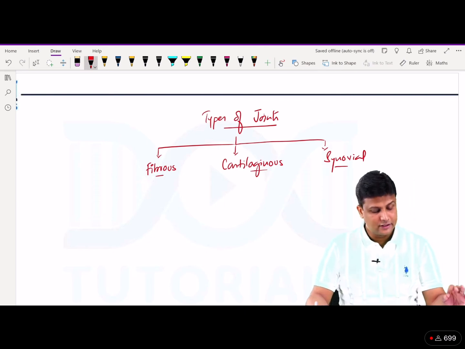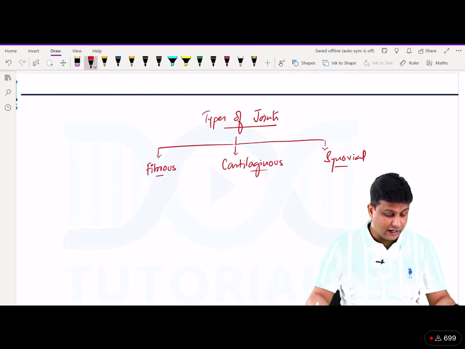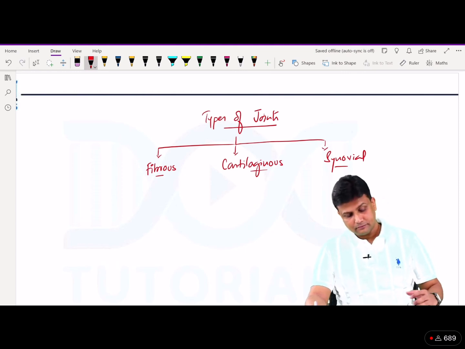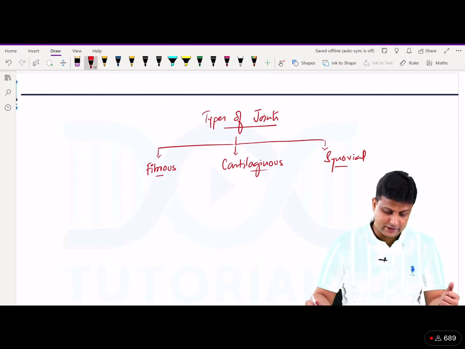First, have a clear idea, a crystal clear idea in your mind that the joints are divided into how many categories, guys? It is divided into 3 categories. The fibrous joint, the cartilaginous joint and the synovial joint, guys. Now let us see the further subclassification or subtypes of joints.